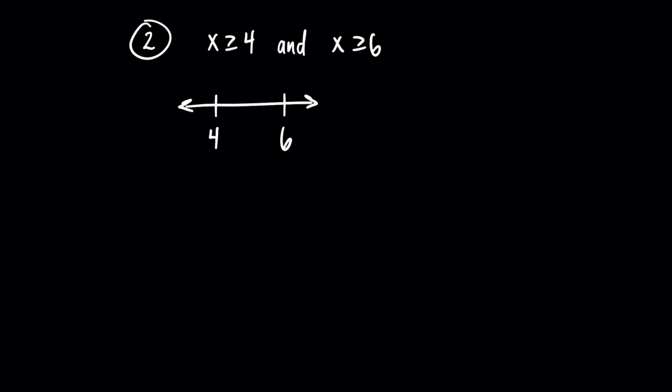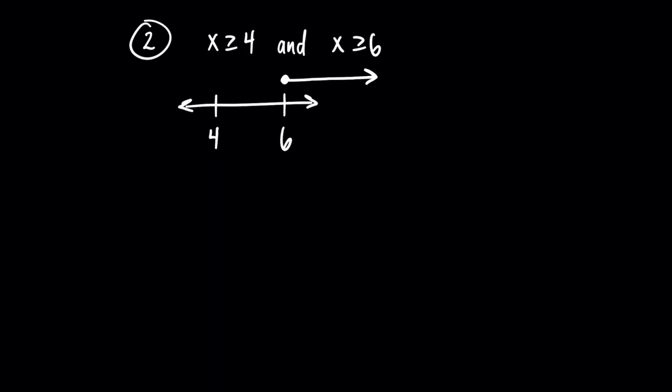How about something over here? Would something like 7 work? Is 7 greater than or equal to 4? Yes. Is 7 greater than or equal to 6? Yes. Okay, so 7 should be shaded in. So if we're looking for all numbers that are greater than or equal to 4 and greater than or equal to 6, really the only thing that matters is that they're greater than or equal to 6. So anything greater than or equal to 6 would technically fit this bill, and it would be true.